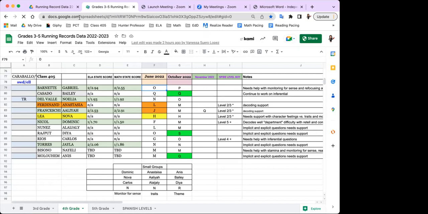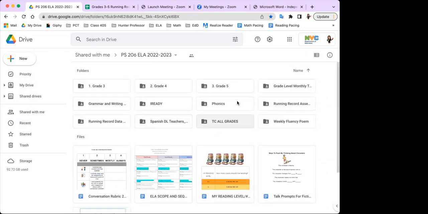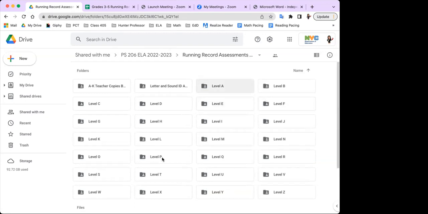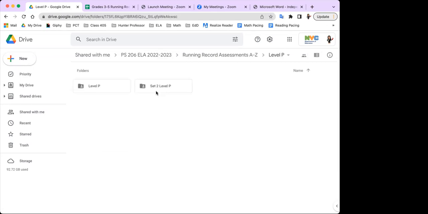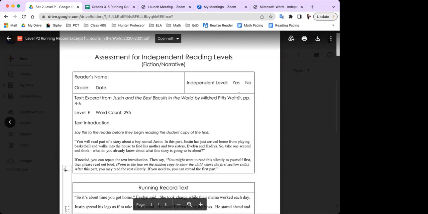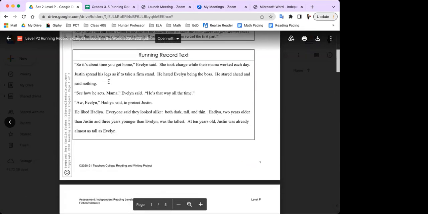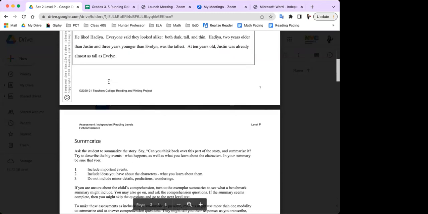Thinking about the alphabet, I would go back to see what text I'm going to give. After O would be P, so I'm going to try P to see how he does. There are two different sets in the folders. In 206, we use set 2, and this is what you'll see: the text, and the running record. This is what the teacher or educator would use to take notes on the student. It also gives you a background of what the running record is.